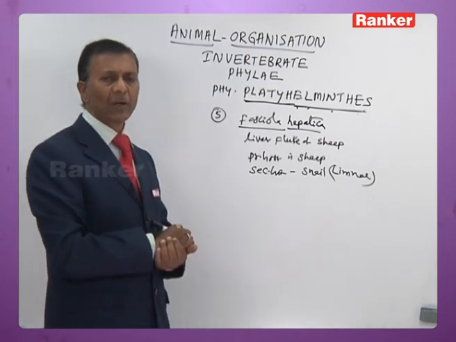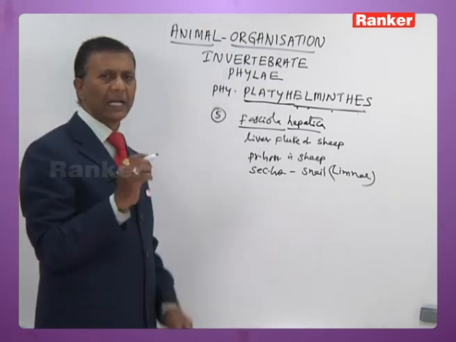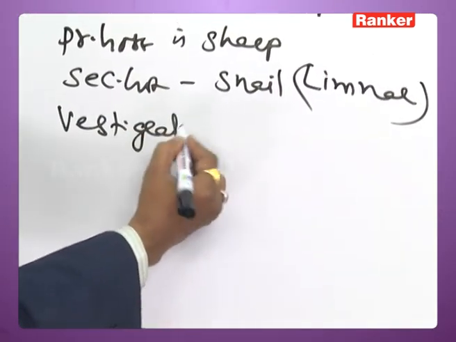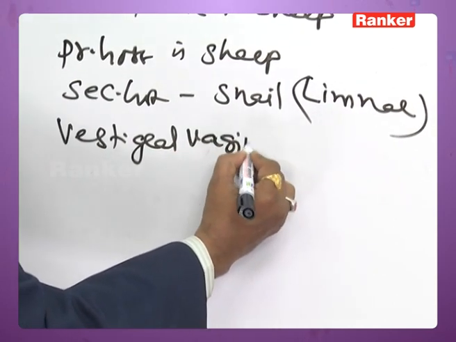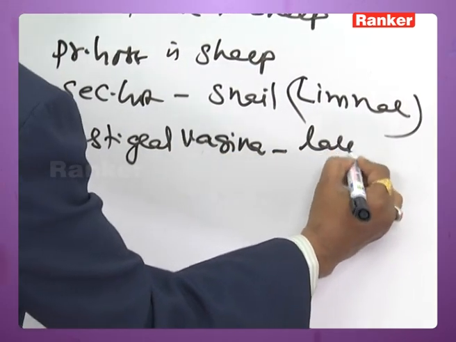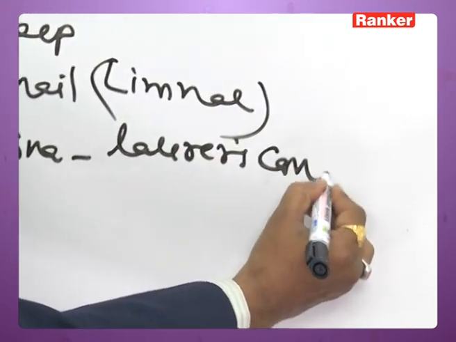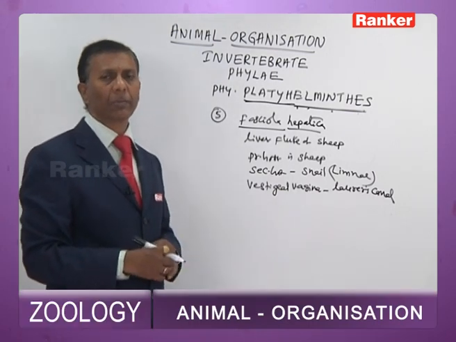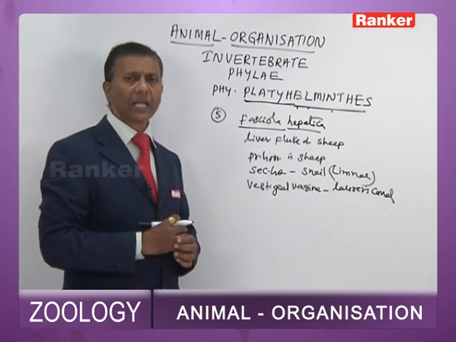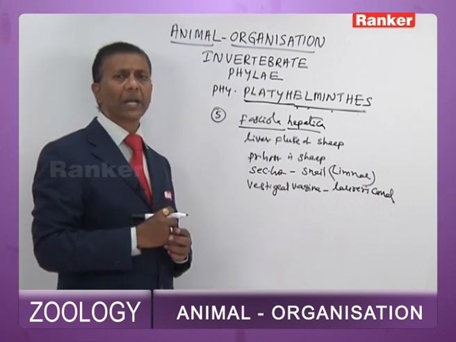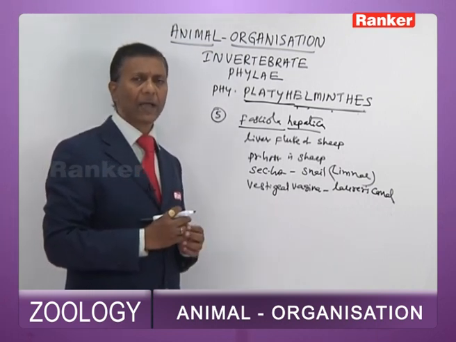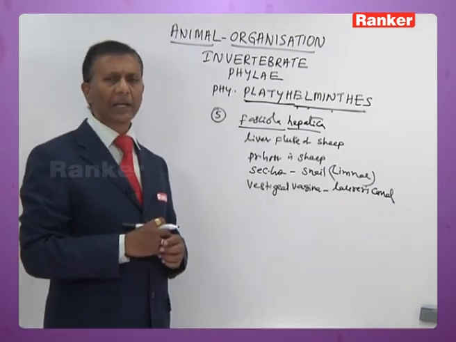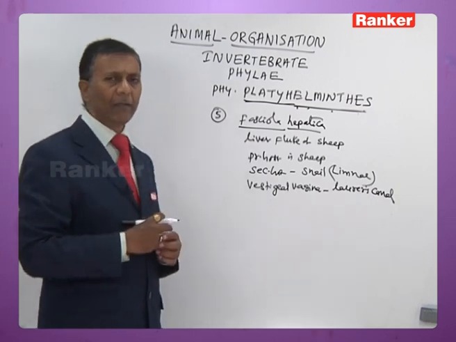The unique characteristic feature of this parasite is that it has a vestigial vagina called Laurer's canal. This is important. It can be asked in AFMC, JIPMER, AIIMS, or any other exam. Laurer's canal is a vestigial vagina that makes its appearance at the time of fertilization in Fasciola. And unlike other trematodes, this particular trematode has all the five characteristic larvae.